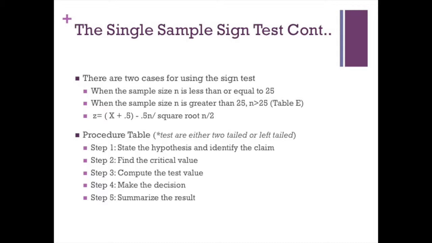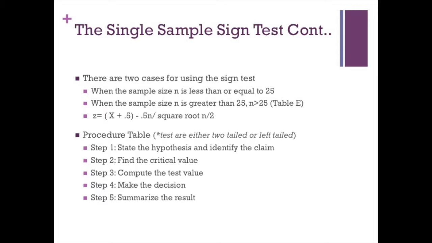There are two cases for using the sign test. If n is less than or equal to 25, the test value is the smaller number of plus or minus signs. When n is greater than 25, the test value is z equals x plus 0.5 minus 0.5 times n, divided by the square root of n divided by 2. X equals the smaller number of plus signs and n equals the total number of plus signs.